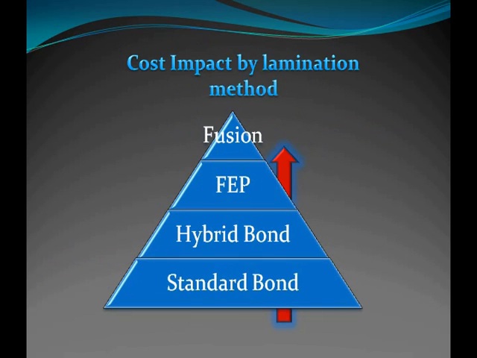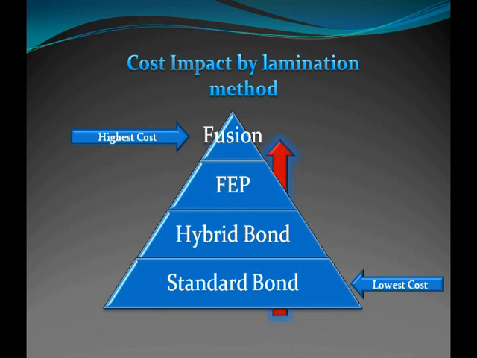Here is an illustration showing the cost impact of each lamination method. Fusion bonding being the highest cost, followed closely by FEP, then hybrid, and the lowest cost, standard lamination. Cost is impacted by a combination of material and labor cost associated with lamination type.